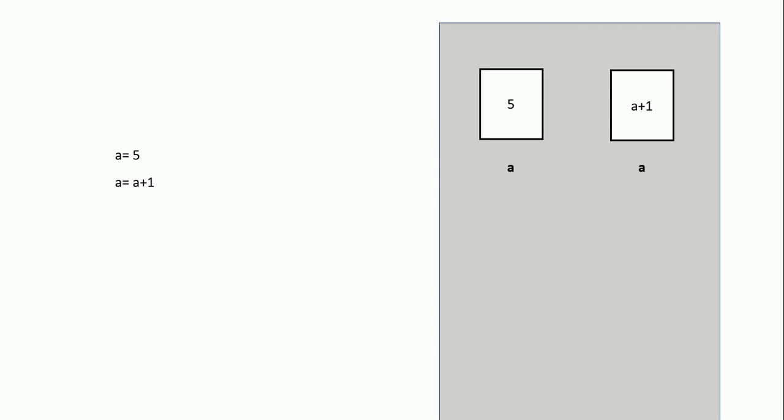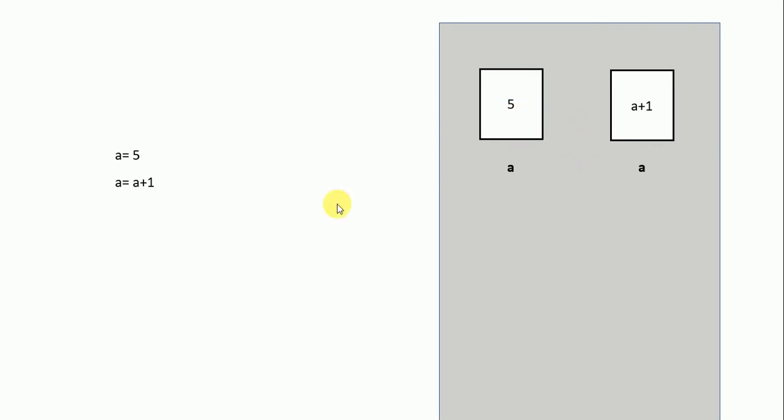So a now gets an increment. Basically we have 5 over here, and we are taking the value of a, which is 5, adding 1 to it, and then the value we get, we are giving it back to a. That is what is demonstrated on the right hand side. You can see we have two containers now. We have just the a having a value of 5.